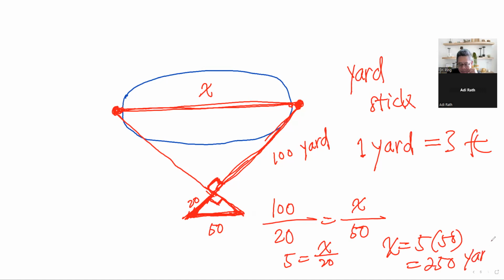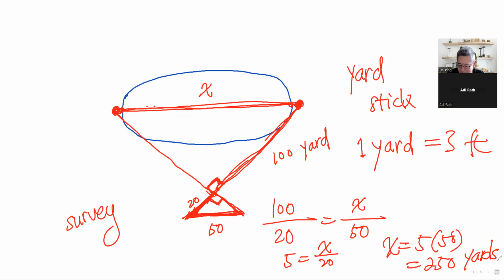So therefore, without actually measuring across, they can just do that. And this is how they do surveying. When people do surveys, using some kind of instrument, they're trying to measure distance, and a lot of times they can just use similar triangles to figure out the actual length. Good?